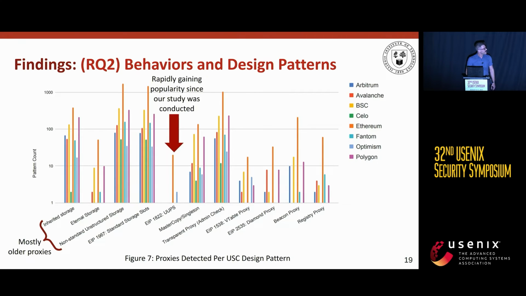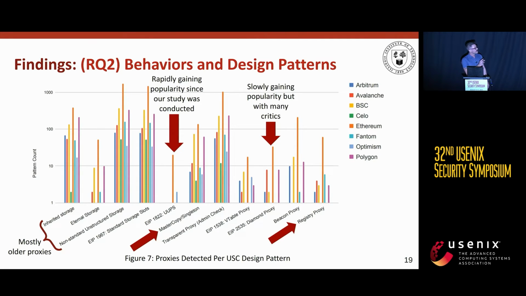You might look at EIP 1822 and think, well, that was really uncommon, and it was when we conducted this study, but that was over a year ago, and since then it's been rapidly gaining popularity, for reasons that I'd be happy to talk with you about after the talk. Similarly, the diamond pattern, EIP 2535, has been slowly gaining popularity, but it's got a lot of critics as well. I'd be happy to talk about that as well after the talk.